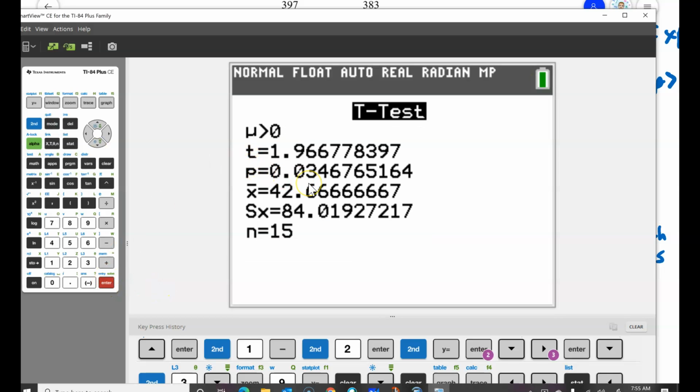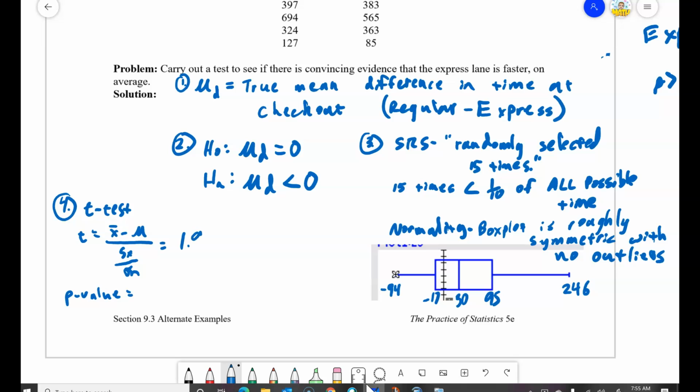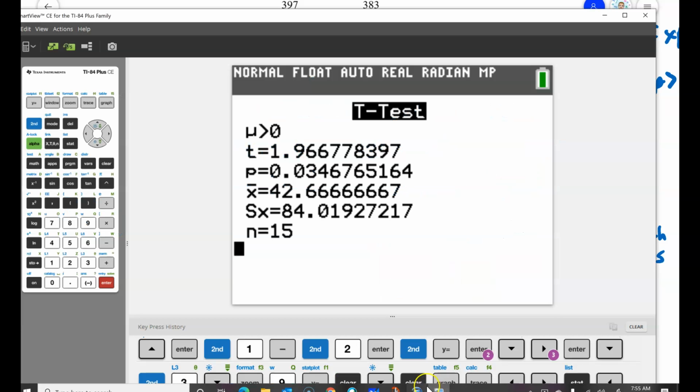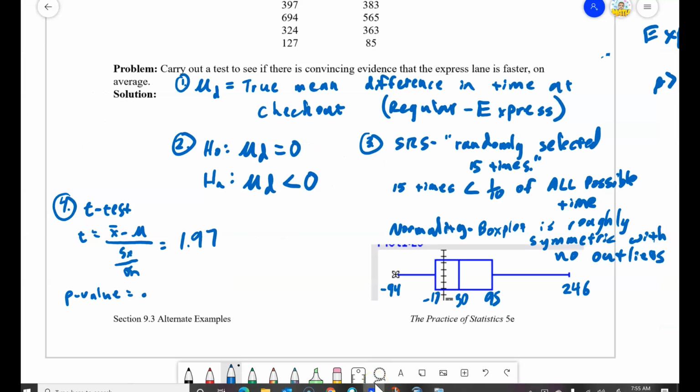All right, so I get a small p-value, 0.0347, and a t-value of 1.97. And let's look at that p-value, 0.035. Okay, so they never told me what alpha is, so I'm just going to pick one. Let's go with alpha 0.05. We'll reject H0. Okay, what does that mean? It means the girls have significant evidence that the express lane is faster.